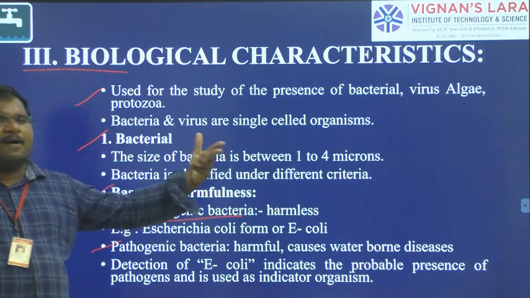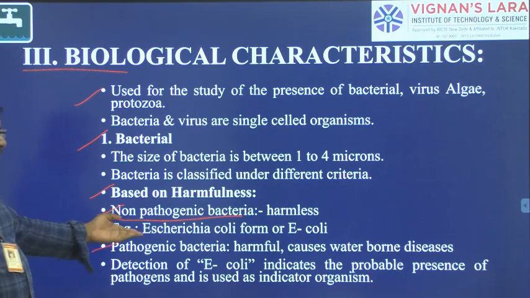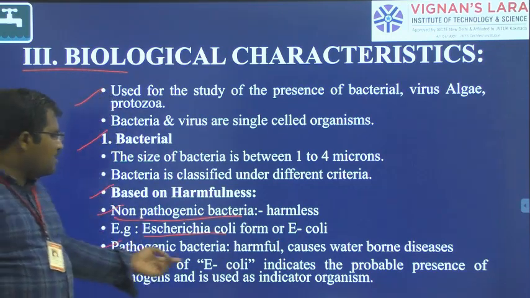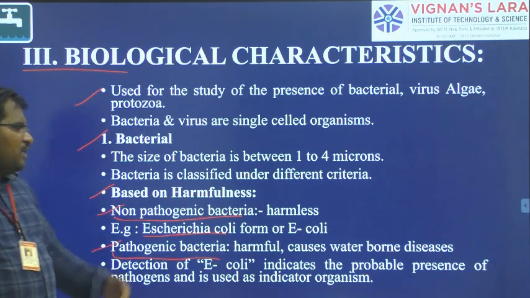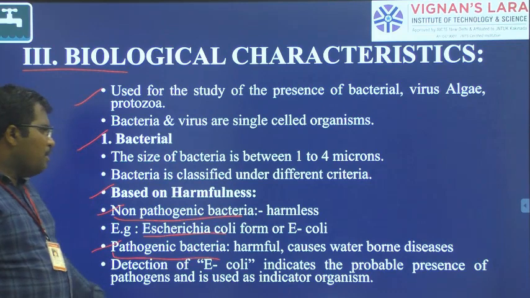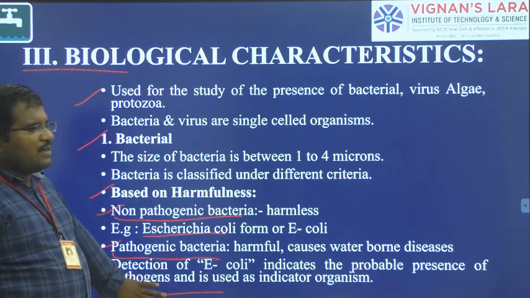Non-pathogens are harmless. They are not going to cause any diseases, like Escherichia coli, or simply we can call it E. coli bacteria. So a pathogen bacteria is called harmful. It is going to cause diseases. So detection of E. coli indicates the probable presence of pathogens and is used as the indicator organism.